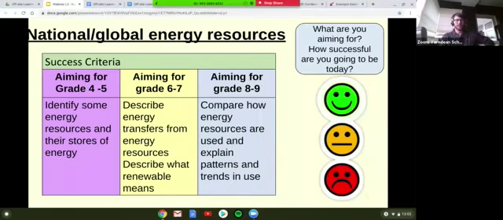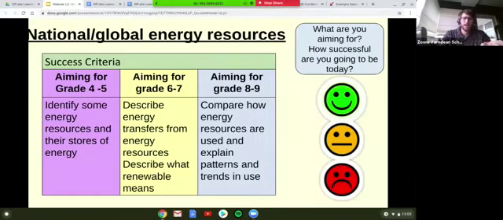I will go back to that original slide. So in our success criteria, we're going to be looking to, as I said, identify some of those energy resources and the stores of energy that are within them. We're going to be describing some energy transfers from the energy resources, so using those as examples. And we're going to describe what renewable means in terms of the different types of energy resource. Then finally, we're going to touch on how to compare using different sources of information like graphs or data.